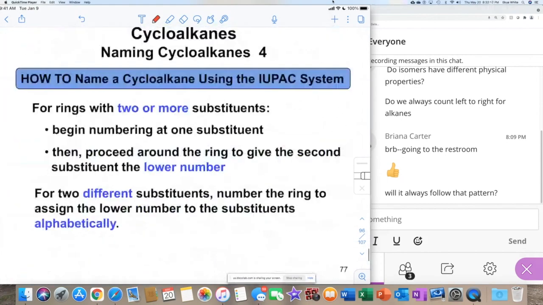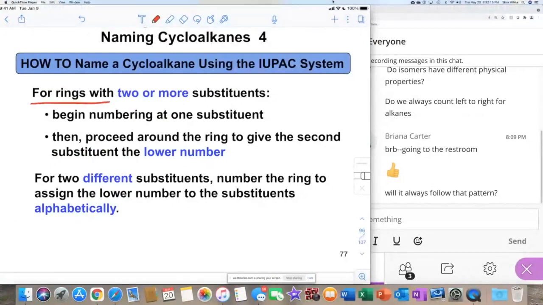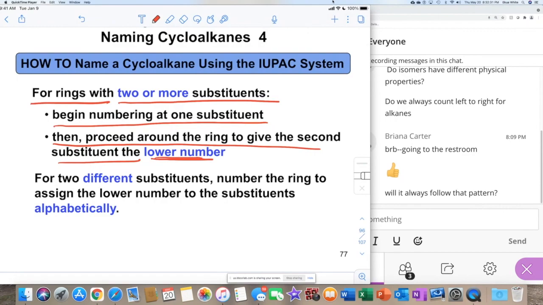Okay? But if you have more than one, it says for a ring where you have two or more substituents, begin numbering at one substituent. Okay, that makes sense. Well, which one do we use though? Then proceed around the ring to give the second substituent the low number. Here's the bottom line. They want low numbers on side groups. Okay? So we get that. They said this already. They want the side groups to be assigned the low number on the carbon.